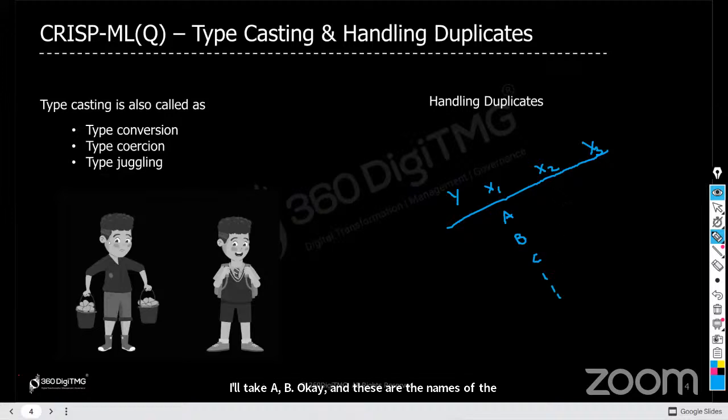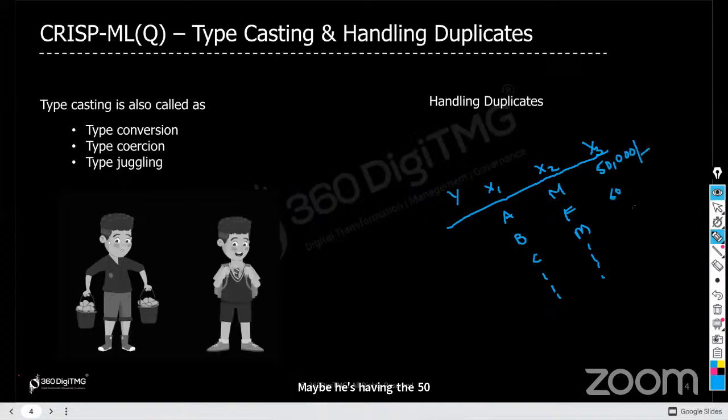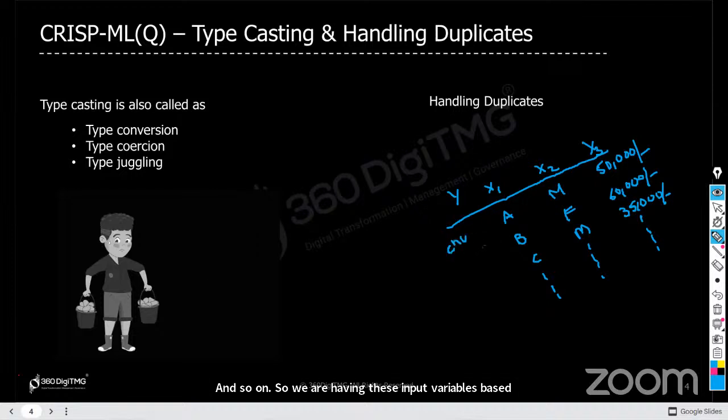And maybe the second input variable may be the gender. Maybe he's male, she's female, male, and so on. And the third input variable may be the salary. Maybe he's having 50,000. She's having 60,000. And he's having 35,000, and so on. So we are having these input variables. Based on these input variables, I have got an output variable whether the person will churn or not.